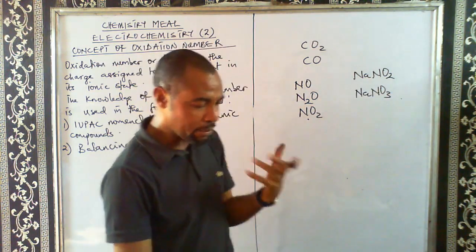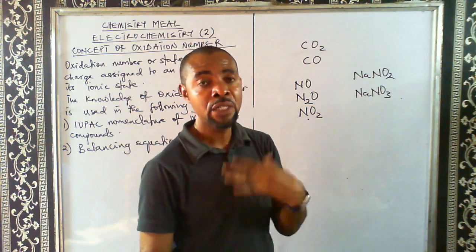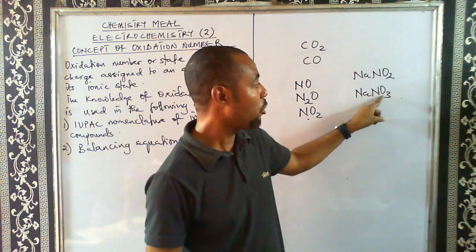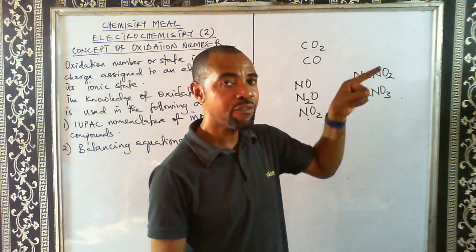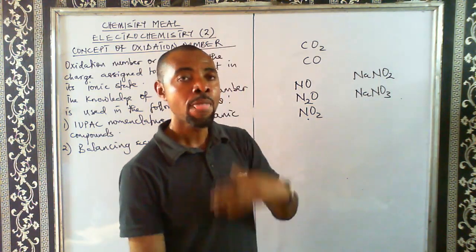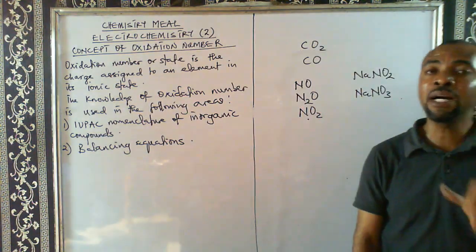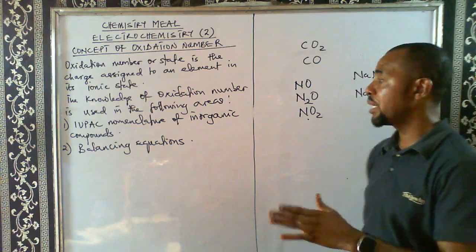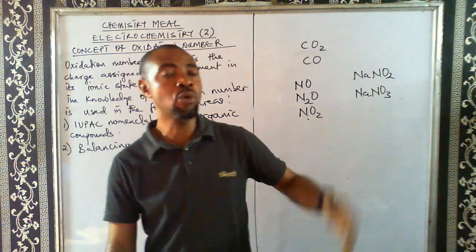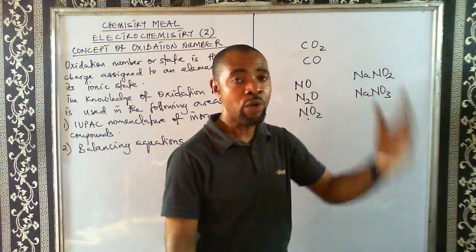So you see, it will be practically impossible for you to carry out nomenclature of inorganic compounds if you don't know oxidation state. This one is sodium trioxo nitrate 5. The 5 there is because the oxidation state of nitrogen is 5. So one of the vital uses of oxidation number is in IUPAC nomenclature of inorganic compounds. Remember, inorganic, not organic compounds. Because when we come to organic compounds, we have nomenclature for the homologous series that you encounter.